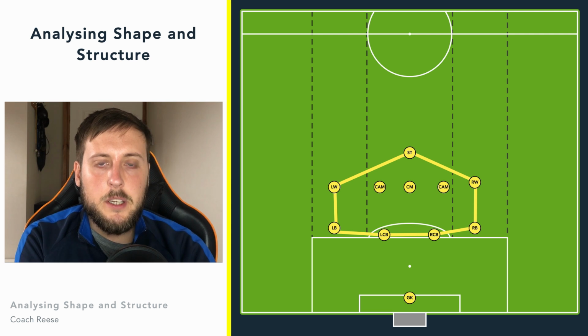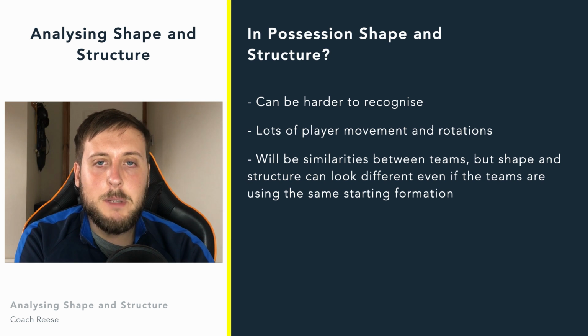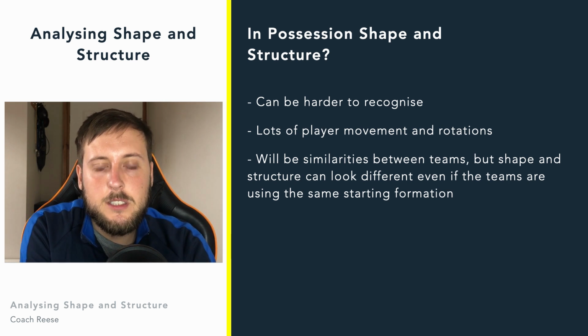Now let's flip it and think about in possession. As I mentioned earlier, in possession can be much harder to recognise just because it tends to be a little bit more fluid. Players are moving around a lot to disrupt opposition structures. And although there will be similar trends between teams, we might find that although two teams both play the 4-3-3, their in possession shape looks very different.